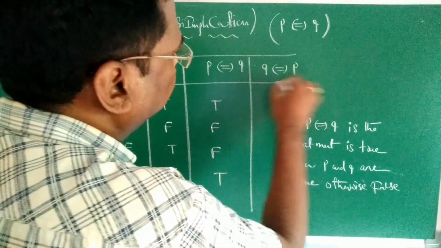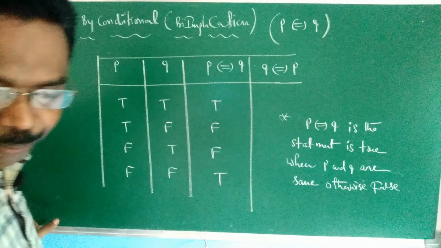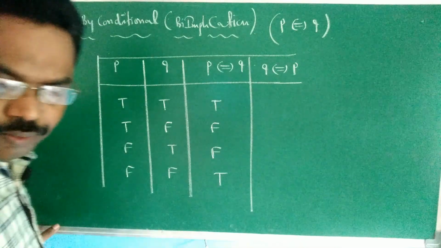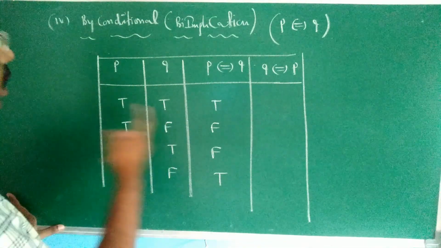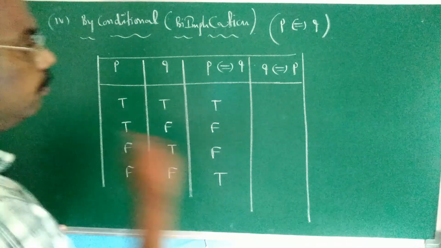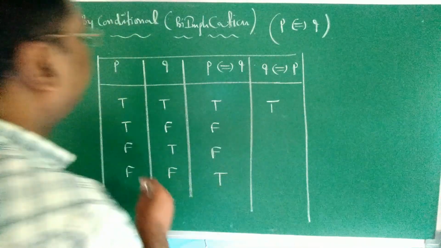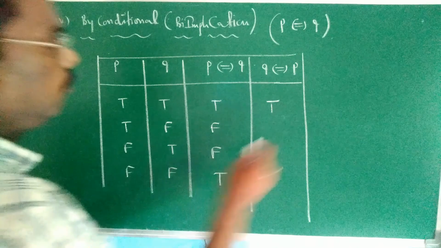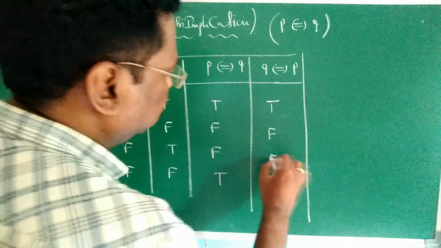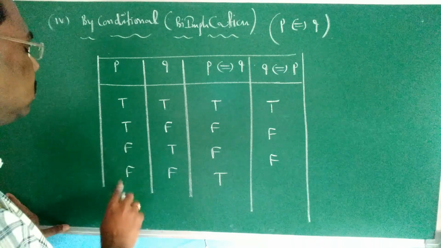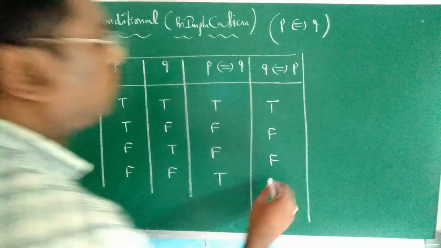Q implies P. Now Q implies P means, okay, now here both values Q to P. Here also true, true. Now here also true. Next false, true, false. True, false, false. Now false, false. Here both are same. Therefore true.